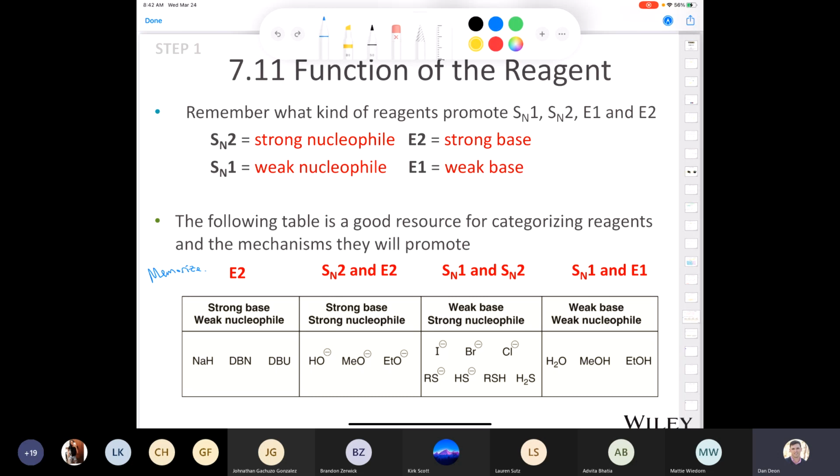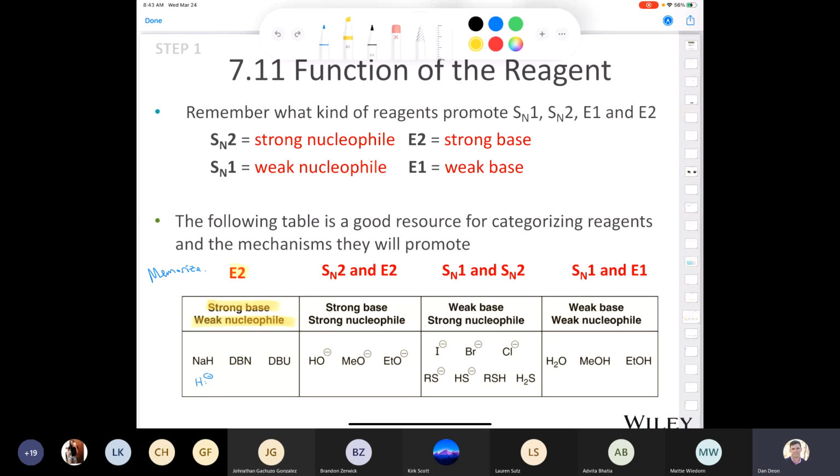So if we have a strong base that's a weak nucleophile, we're going to favor an E2 reaction. What are strong bases that are poor nucleophiles? Things like sodium hydride, a hydride ion, H minus. It's a good base, but it's a bad nucleophile. And so it's going to preferentially do elimination reactions. Now, you might be wondering, what the heck is a DBN and a DBU? We'll talk about that in a second. But again, those are bases that are strong, but they're very bad nucleophiles, and there's good reason for that.